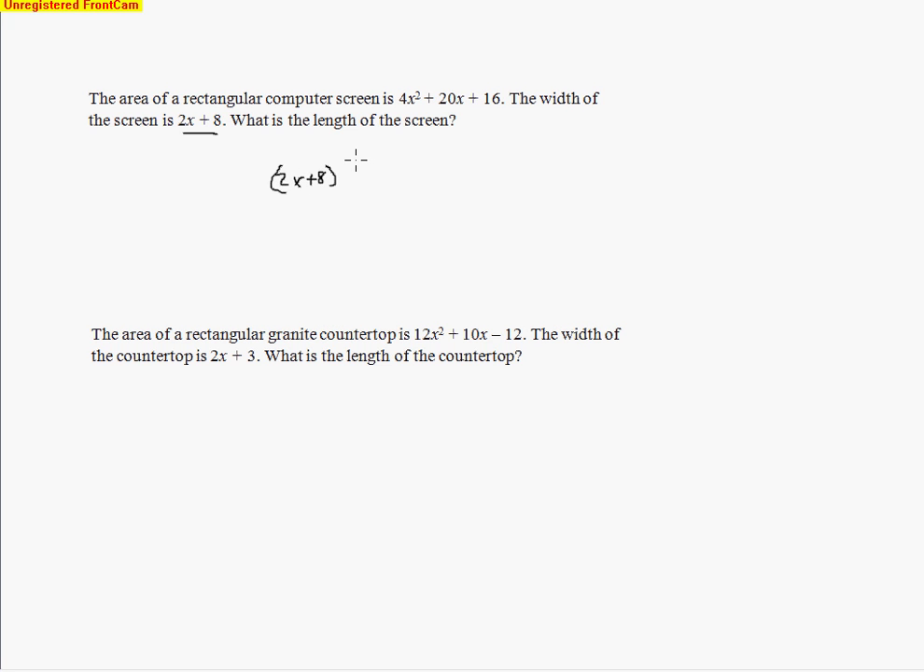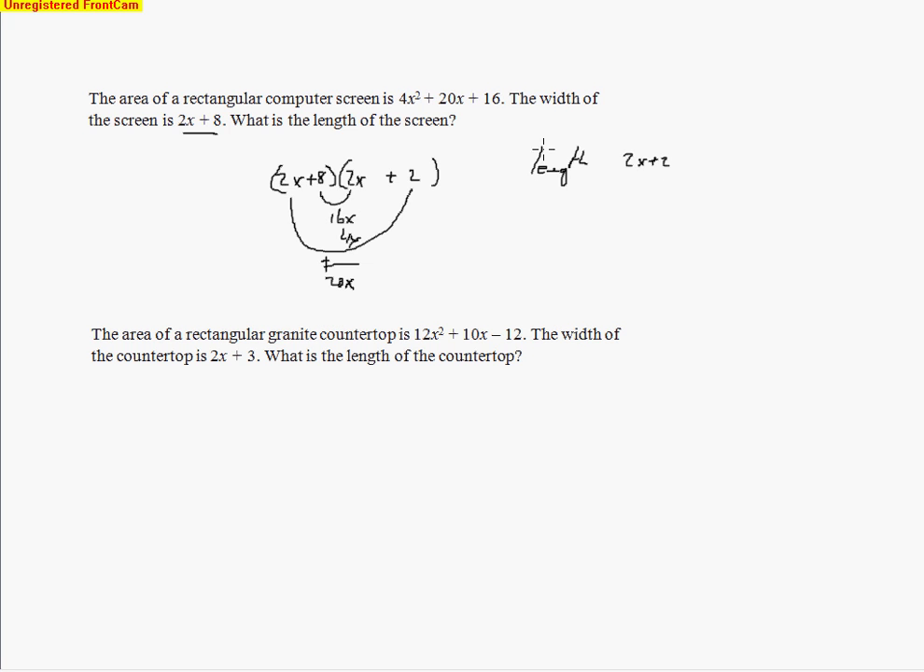So now I just need to find out the numbers that make this. Well, 2x times 2x makes a 4x squared, and to make a 16 I'll need to multiply by 2. Let's see if it works out. So 8 times 2 again makes 16. Let's check the middle terms, or the inside and outside terms. So I got 16x and 4x. Yes, those do add to make 20x, so it does end up working out. So our length would end up being, in this case, 2x plus 2.